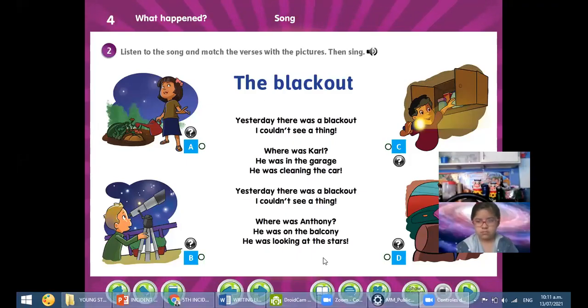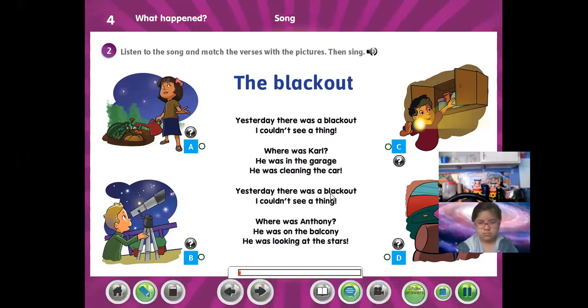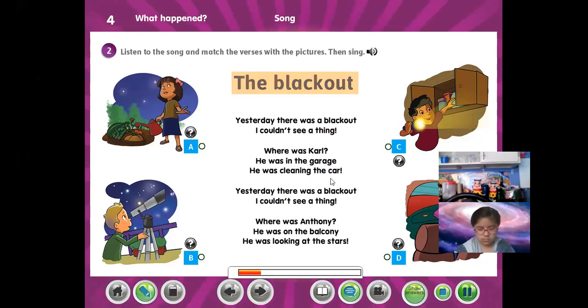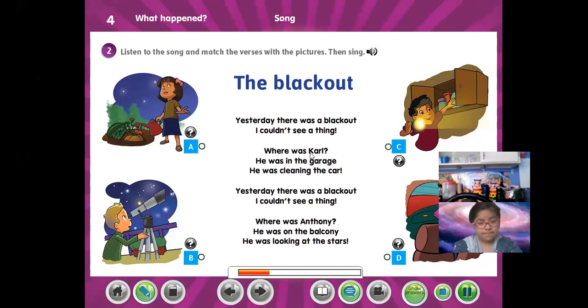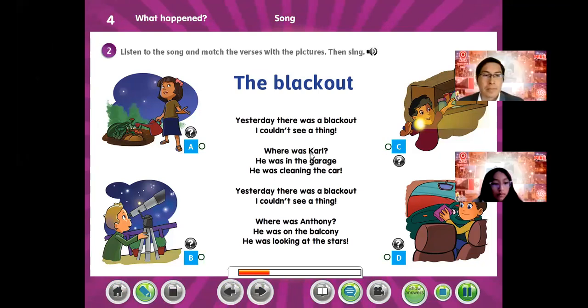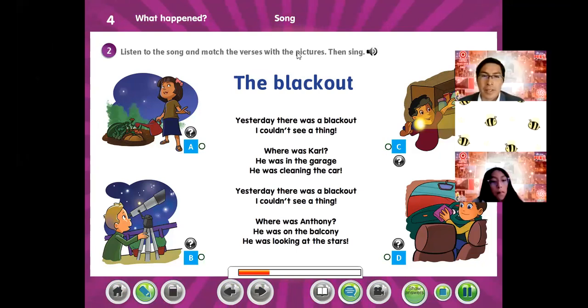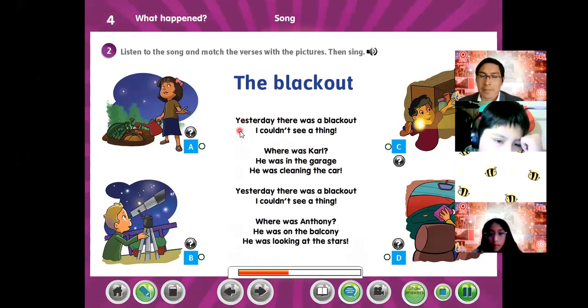Let's start this class singing. Let's sing. 2. Listen to the song and match the verses with the pictures. Then sing. The Blackout. Open your microphones. Just open this one. Blackout.